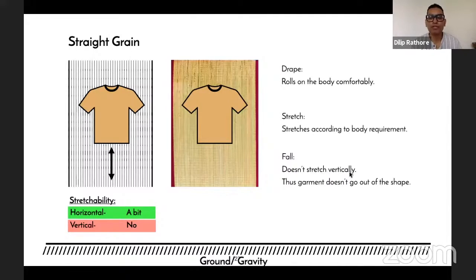Now this one does not stretch vertically when you make a garment with this grain, which is a good thing for the garment because it will not get distorted. So the garment will not go out of shape, even if it is a floor length garment, if it is done on a vertical grain. Even though there is gravity and a lot of weight in the garment, it will not sag down. So that is the quality of this particular grain.